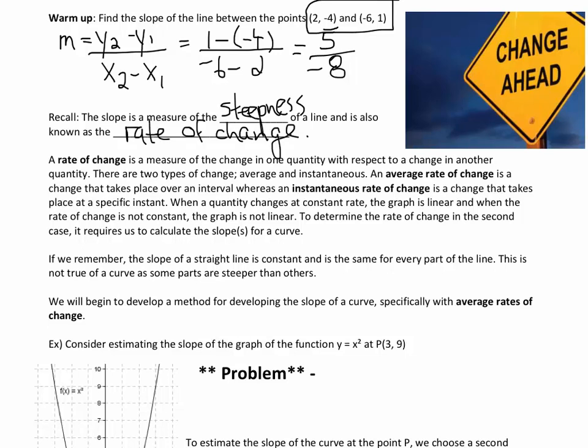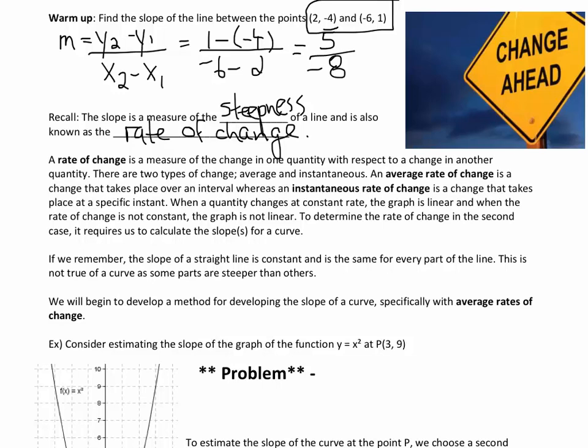A rate of change is the measure of the change in one quantity with respect to a change in another quantity. There are two types, average and instantaneous. An average is taken over an interval, whereas an instantaneous rate of change is a change that takes place at a specific point. When a quantity changes at a constant rate, the graph is linear, and when the rate of change is not constant, the graph is not linear.